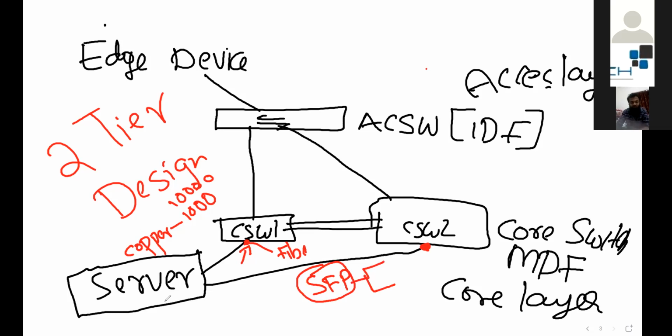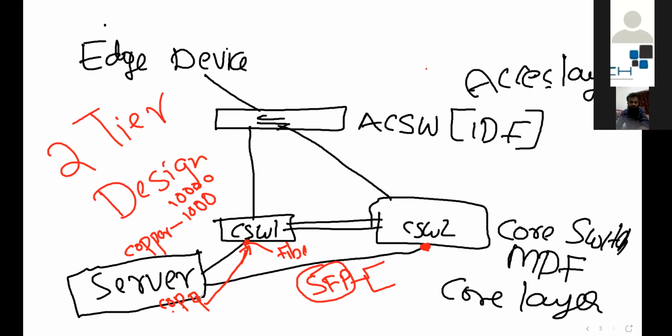If my server has a copper port, I don't have a choice to make it fiber, but my switch is fiber. Then I need to have a converter. We call it a 10 gig SFP converter; it will convert from fiber to copper. We can use it as copper. That is one option. Let's say my server already has fiber and my switch also has fiber. I can directly pull the fiber patch cord.